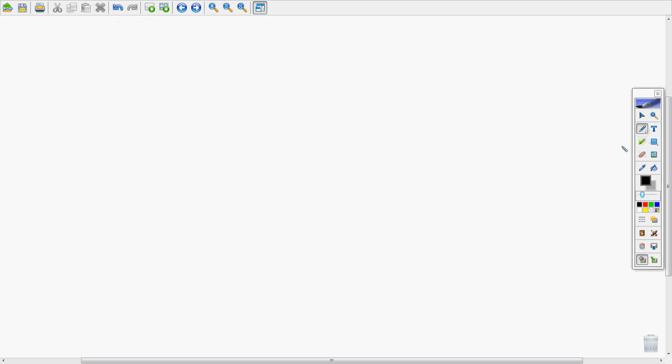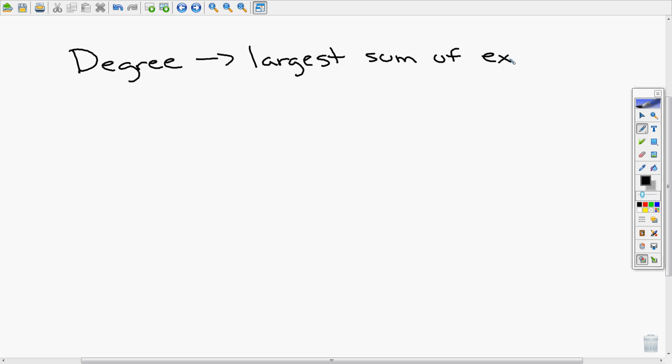Okay, for our next one then, we need to talk about degree. When we talk about the degree of a polynomial, we're talking about the largest sum of exponents in any term of a polynomial. I think this one it's easier to give you a couple examples here probably.